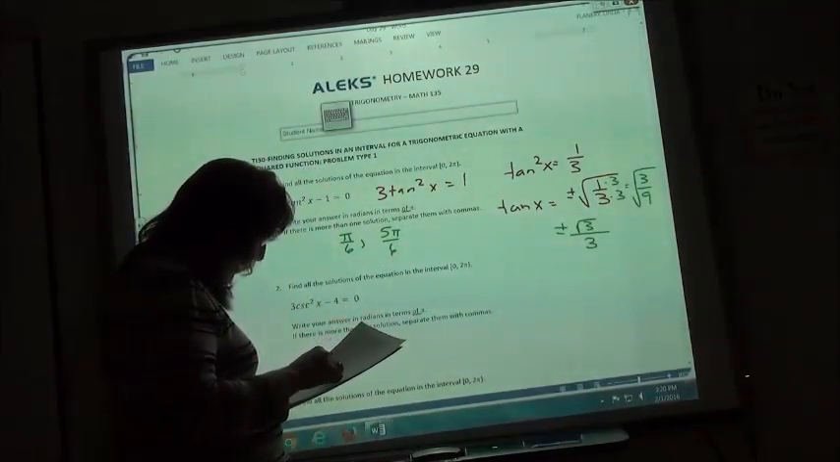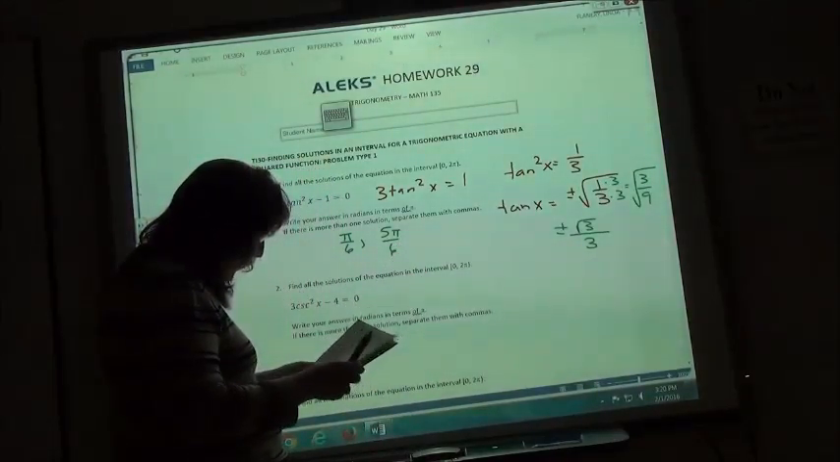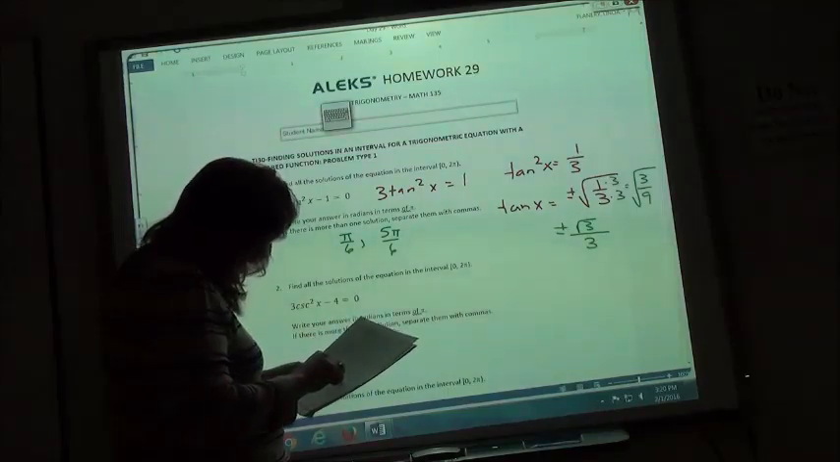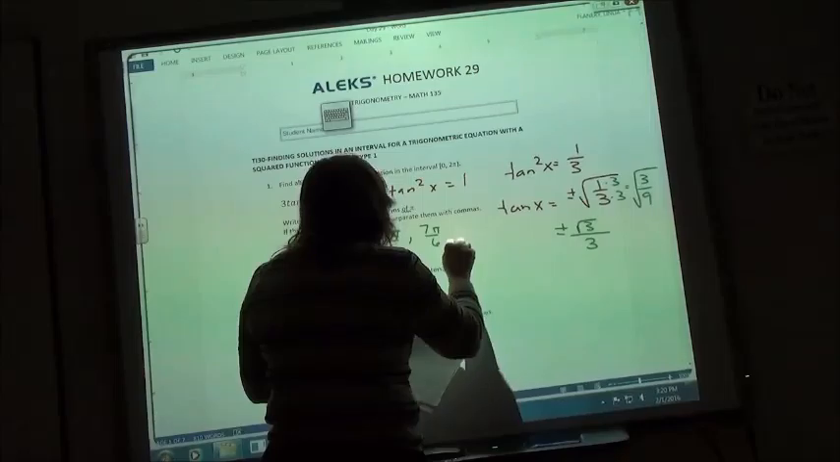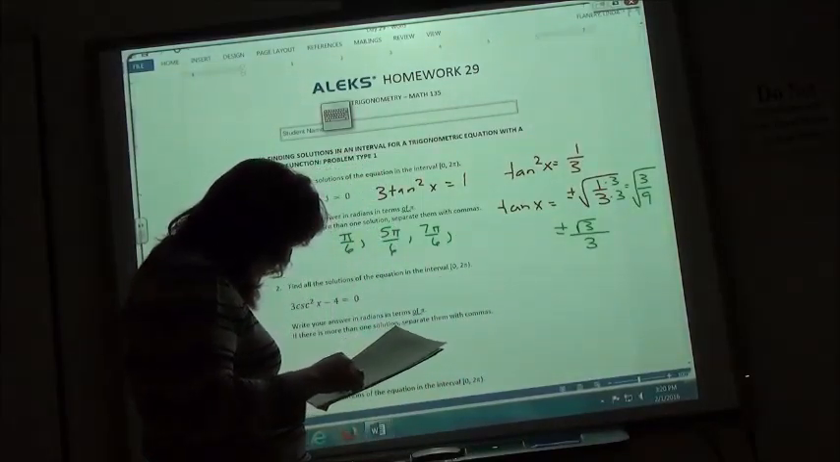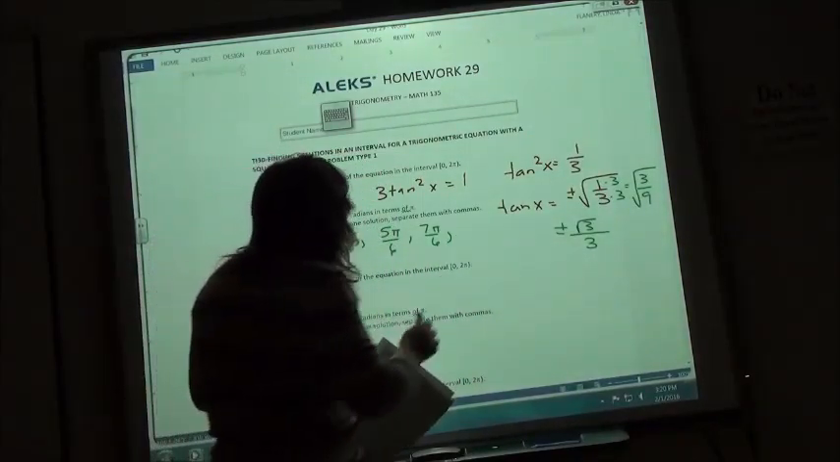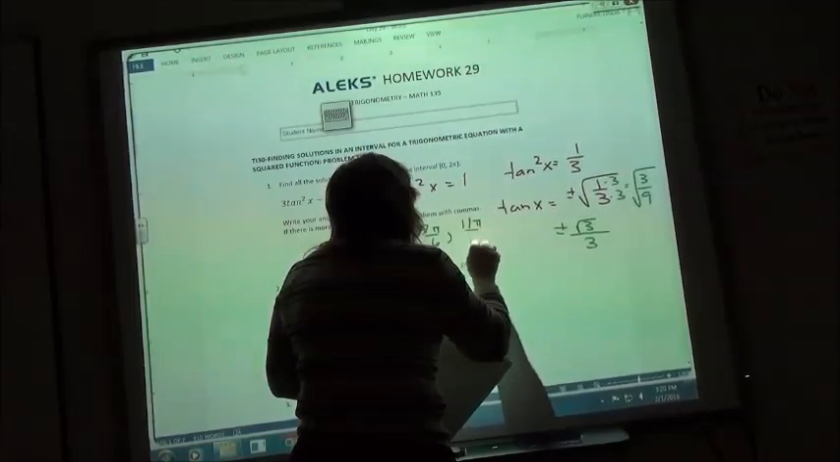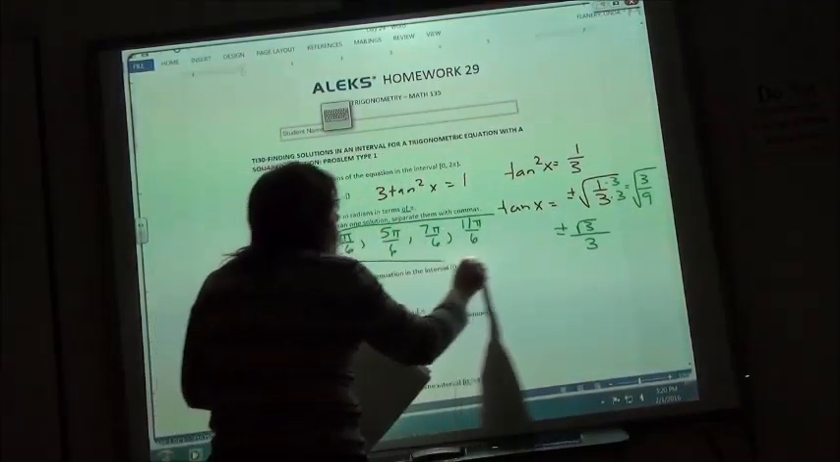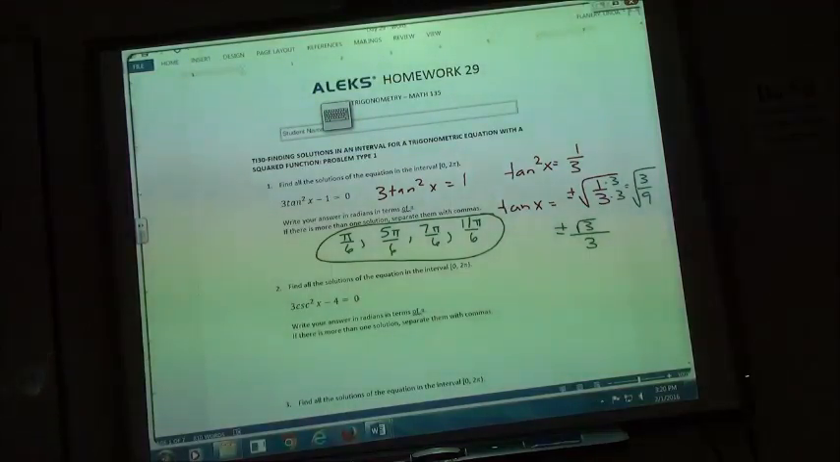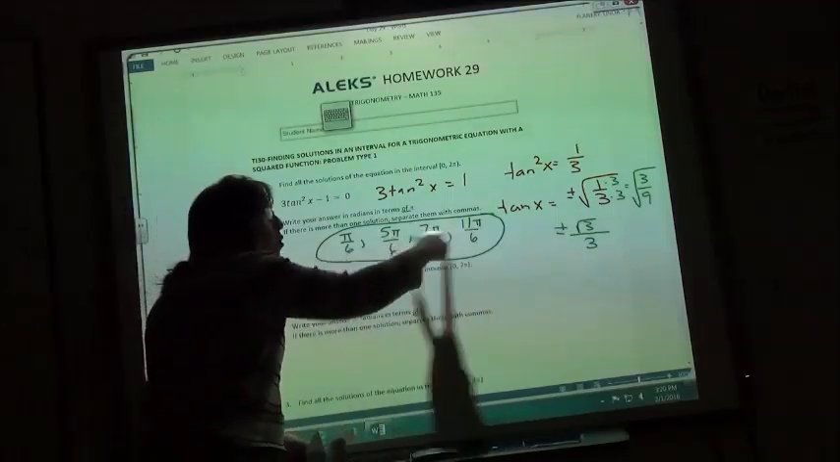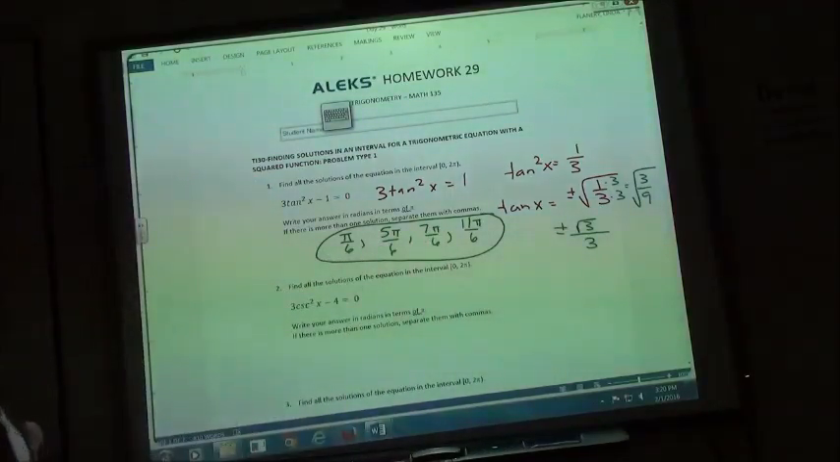If I keep going down, I keep moving to cosine instead of tangent, positive square root of 3 over 3 is at 7 pi over 6. And if I keep going down, I have a negative square root of 3 over 3 at 11 pi over 6. So again, I should have 4 answers, 2 that were at square root of 3 over 3, and 2 that are at negative square root of 3 over 3. You don't have to have these in order. If you have them in a different order, that's fine.